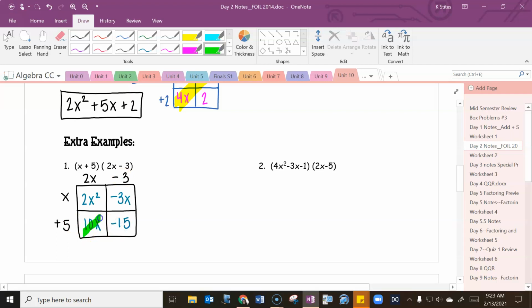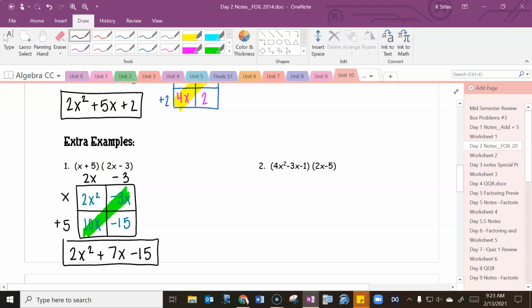You'll see again these like terms are on the diagonal. And then just put them in order. 2x squared. 10x plus negative 3x is a positive 7x, and there's your minus 15. All right, and this is your answer. This is what you get when you multiply these two together.